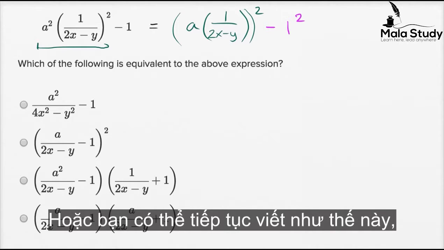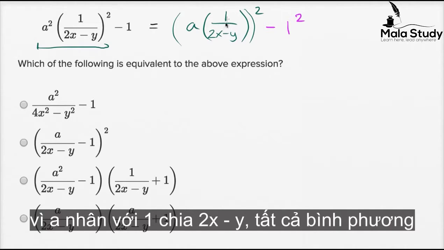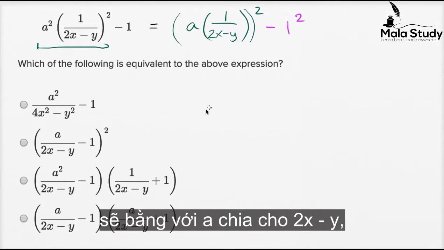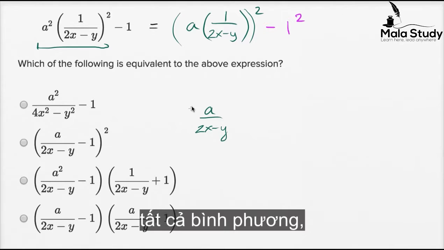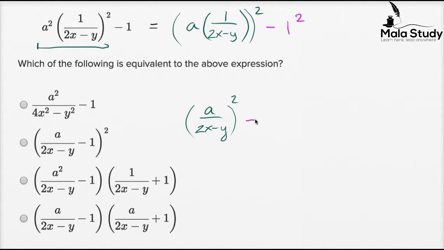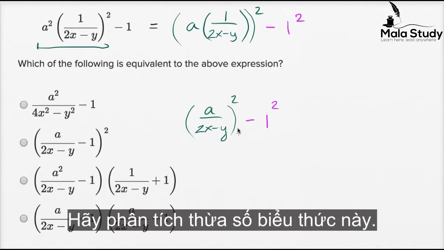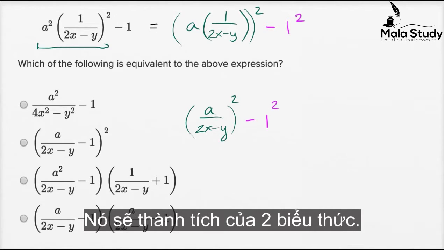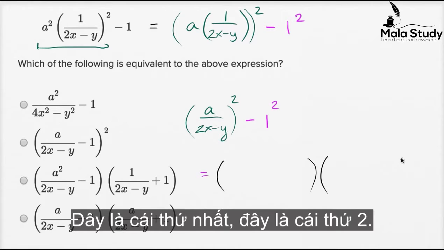Or even better, we can write it like this. Because a times 1 over 2x minus y, that's the same thing as a over 2x minus y. So it's that squared minus 1 squared. And so let's factor this out. This is going to be the product of two expressions. So that's the first one, that's the second one.